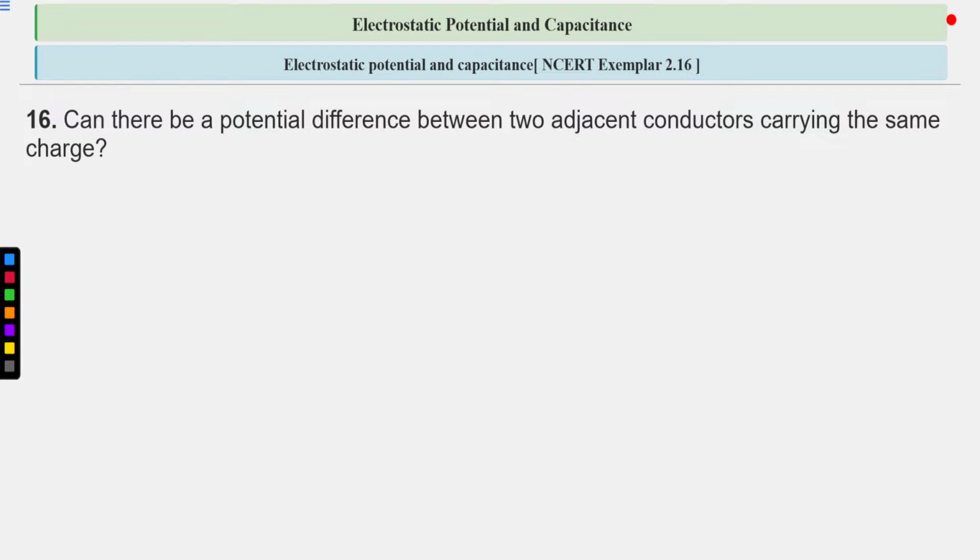Next question 16. Can there be potential difference between two adjacent conductors carrying the same charge? So can there be potential difference if there are two adjacent conductors having the same charge? Can potential difference exist between them? Let's see what is the solution. I will give you some time to think about it.